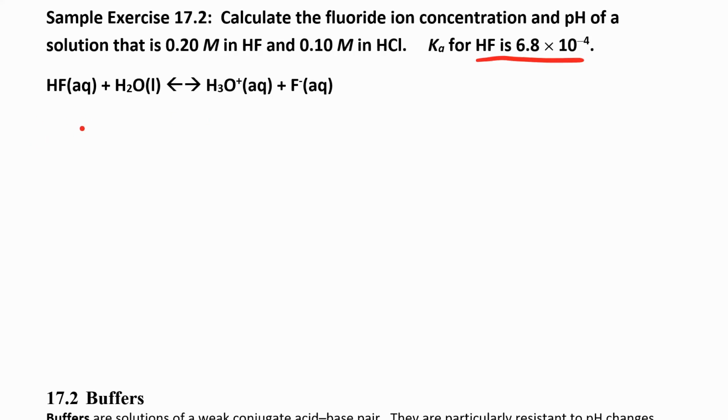So this is the reaction that we're looking at. We're going to make a little ice table, and we have an initial concentration of the HF, and this is our hydronium, right? It's a strong acid. That's our hydronium, and we're looking for the fluoride ion concentration, as well as how much more hydronium we make.